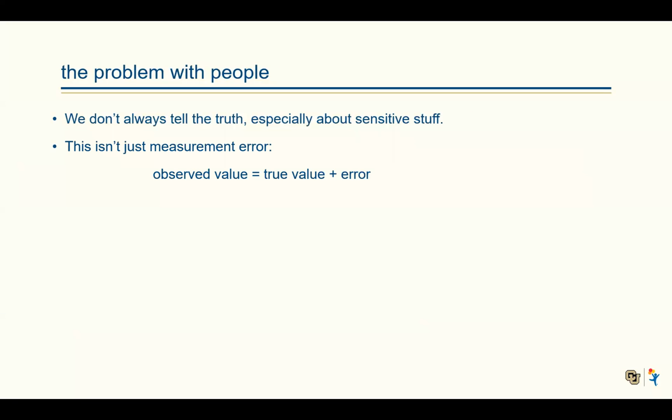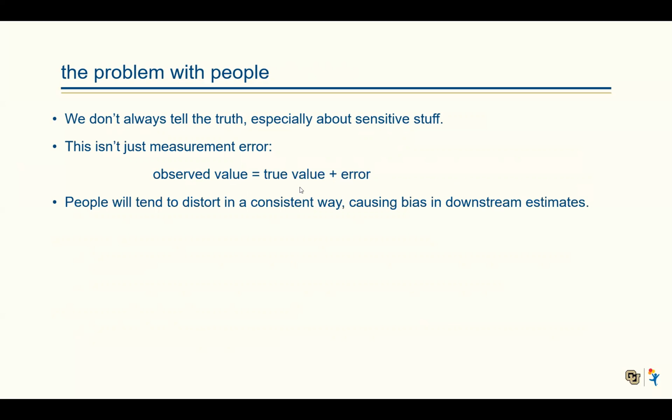And that's where I want to focus for the rest of this talk. So reiterating, we are studying really fascinating things, people, but there is a problem with people, and that is that we don't always tell the truth. And it's particularly true when we have sensitive stuff to talk about. And I'm not just talking about measurement error, where we have an observed value, there's a true value, and there's just some random symmetric error that if you took enough observations, you could average out the error and you would get closer to the true value. We are not talking about that.